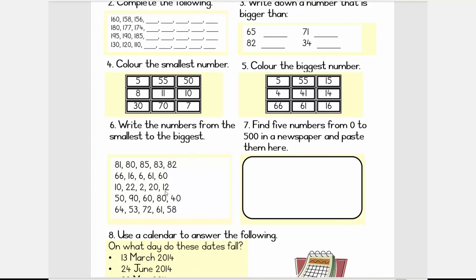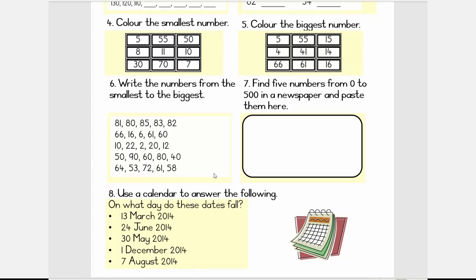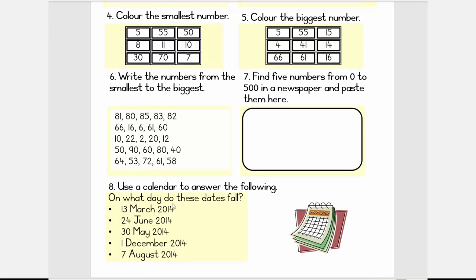If you don't have enough space here, you write it on an extra piece of paper. Here you can find numbers from newspapers or magazines and just paste them here. If you can't find, just write any five numbers between 0 to 500. And then we're going to use a calendar. Let me just quickly change these dates to make it easier for now.